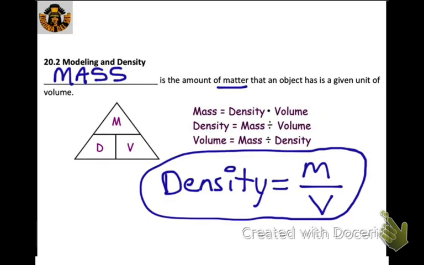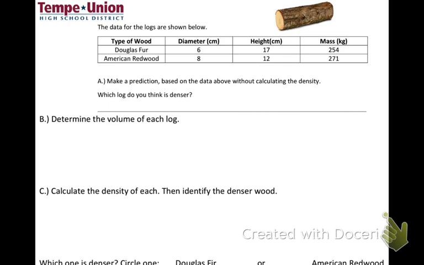All right. So next, let's go ahead and utilize that formula. We have a couple pieces of wood. They are logs, and they're Douglas fir and American redwood. We're going to try to figure out which of these logs is actually more dense. So see if you can make a prediction without actually calculating the density. Which log do you think is denser? Or you could say more dense, okay? Maybe you'll pick the one that has more mass, whatever, and I'll give you a second here to think about that. Maybe you paused it so you could think a little bit more.